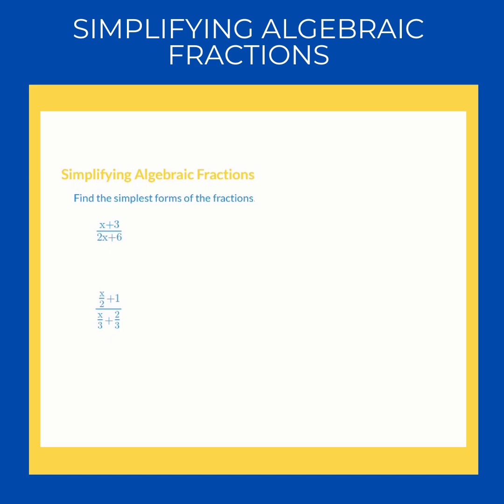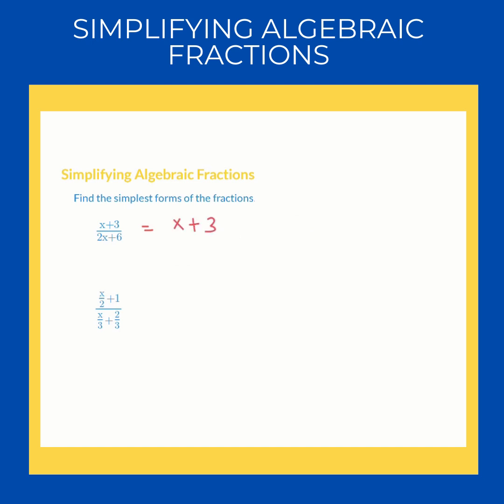In this lesson, our topic is about simplifying algebraic fractions. So, find the simplest forms of the fractions x plus 3 over 2x plus 6. So we need to find the simplest form of the numerator and the simplest form of the denominator. Now, x plus 3 in the numerator is already in its simplest form, so I'm going to write it as x plus 3.